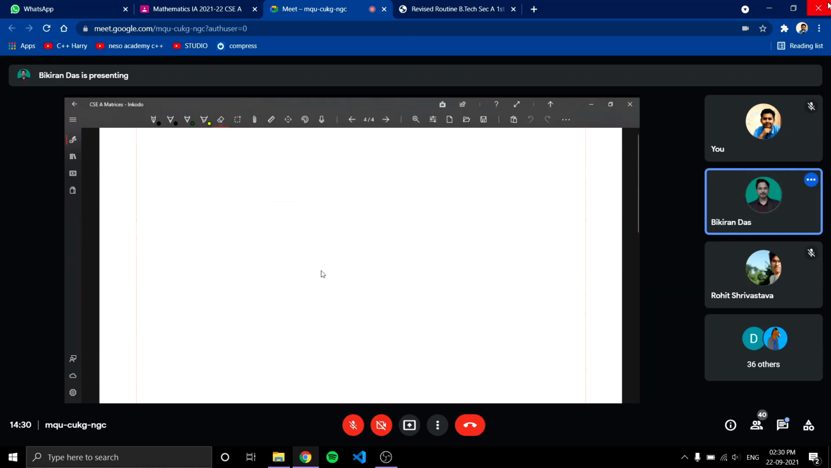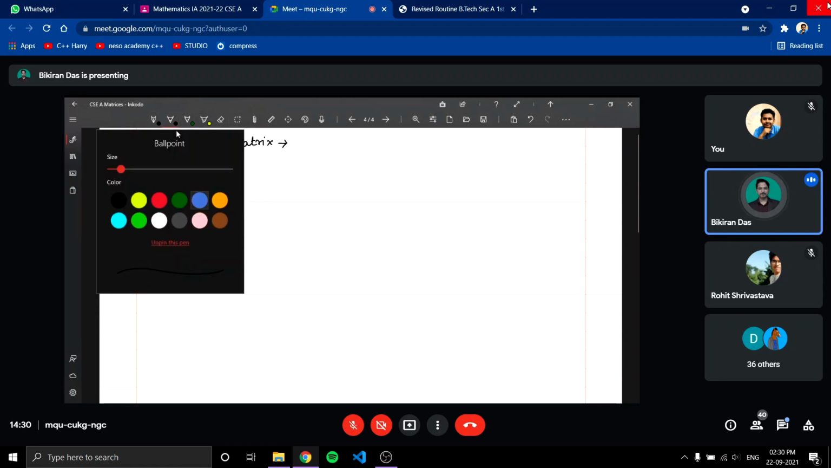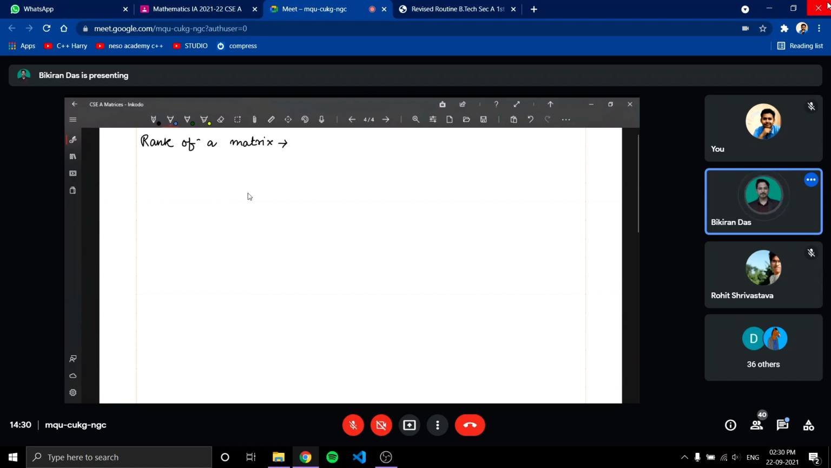We will be doing this. This is rank of a matrix. This is the new thing that we have. Rank of a matrix. So first of all, what do we mean by the rank of a matrix and why do we require this? Okay. See, suppose we are given these equations.